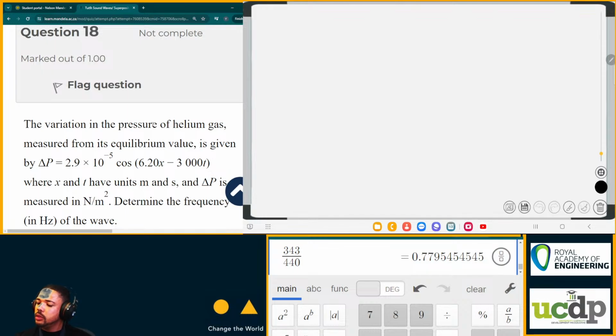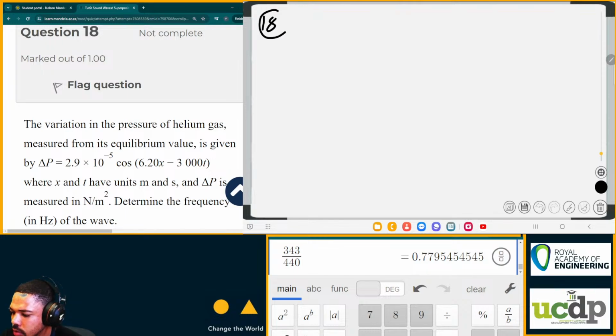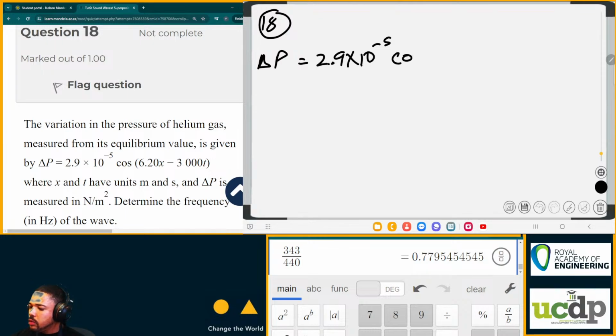Now let me erase this. This question tells us the variation in the pressure of helium gas measured from its equilibrium value is given by the formula: the change in pressure is equal to 2.9 times 10 to the negative 5 times the cosine of 6.20x minus 3000t.